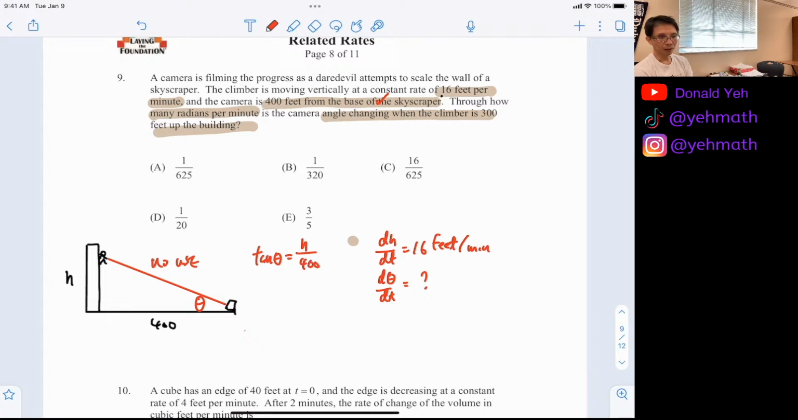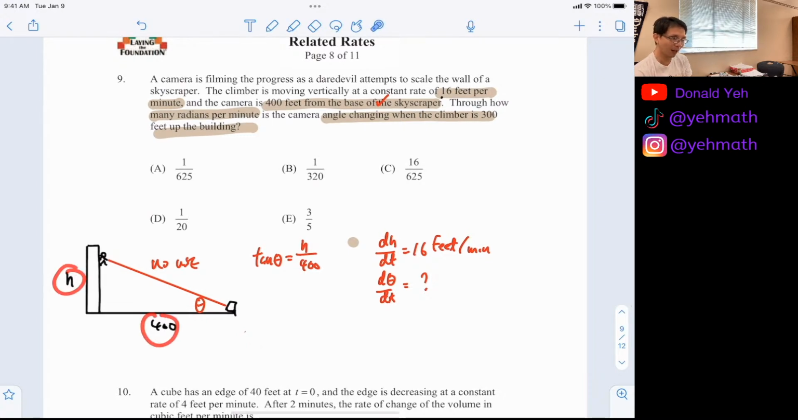Zach was in tutoring. He would just do h is 300 over 400, but after you take a derivative, there is no dh/dt being used. So you have to keep the h in order to work. And the reason why you don't want to use cotangent is that you're going to have 400 over h, which is harder to take a derivative. You don't want to use sine or cosine because you don't use dh/dt. So somehow you have to use these two things, so it has to be tangent.